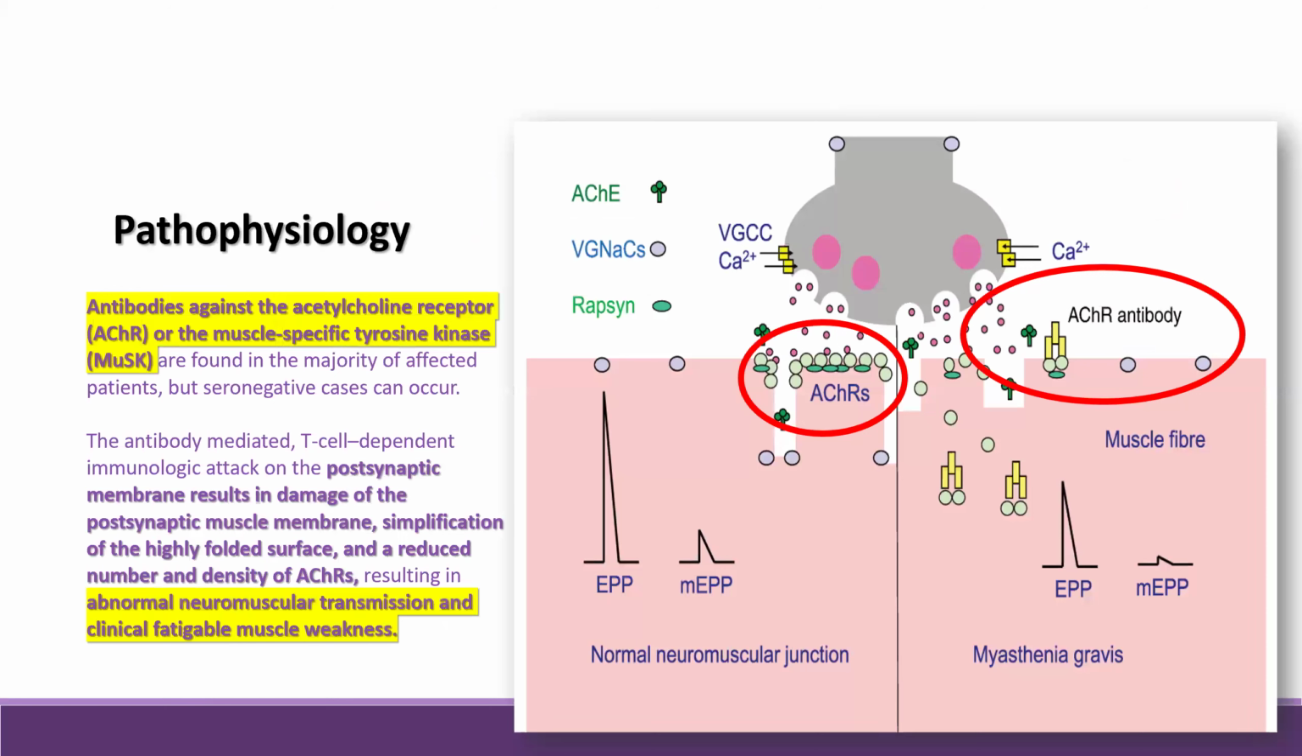So what's the pathophysiology underlying the neuromuscular junction? This is the normal neuromuscular junction, and in myasthenia gravis we have antibodies that are targeting the acetylcholine receptors or the muscle-specific tyrosine kinase receptors, and they are causing the presenting symptoms. So it's an antibody-mediated, T-cell dependent immunological attack on the postsynaptic membrane, causing abnormality in neuromuscular transmission and presenting with the cardinal feature of myasthenia gravis, which is fatigable weakness.